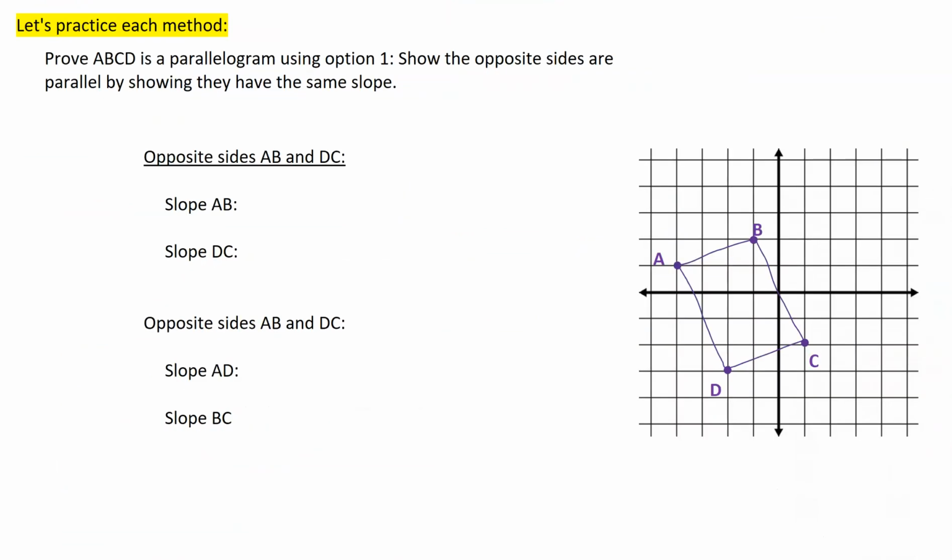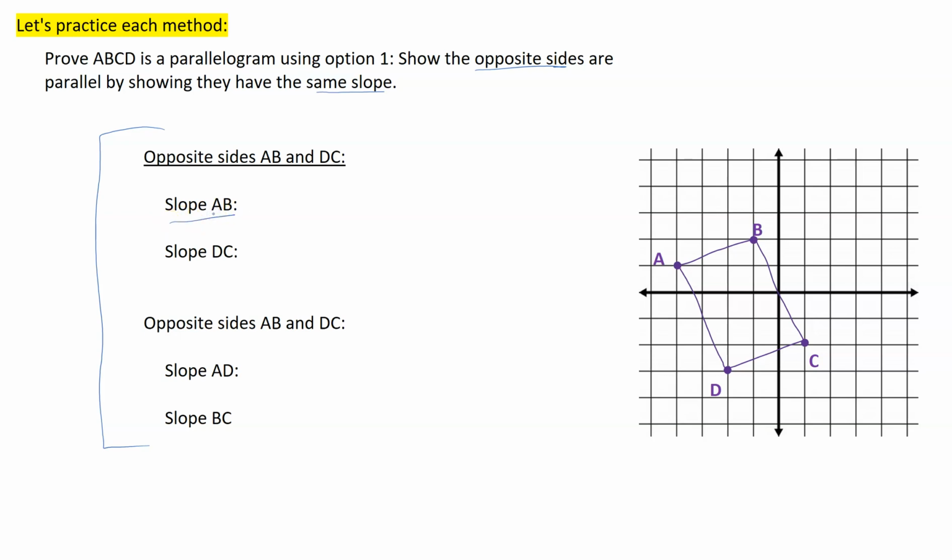Okay, the first method we're going to practice is to show that the opposite sides are parallel by showing that they have the same slope. So when you're doing this, this is the way you want to show your work. You want to show that you have opposite sides AB and DC, and opposite sides AD and BC. Don't just write down fractions and expect someone else to know what you're talking about. Be sure that you write down what it is you're looking for.